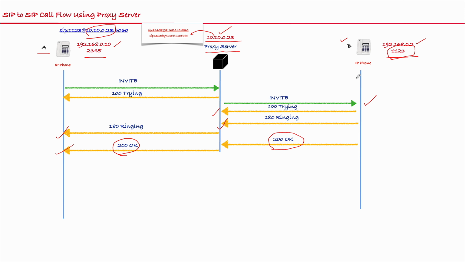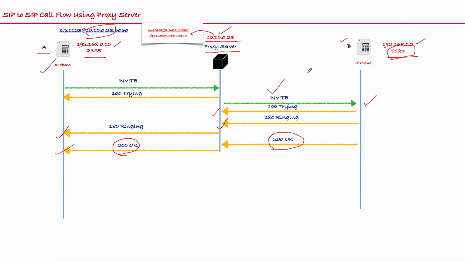Now here, when the B party received this INVITE request, it knows the current IP address of A. Before that, the A party did not know the current IP address of B, and B also did not know the current IP address of A. So they route the call through the proxy server.